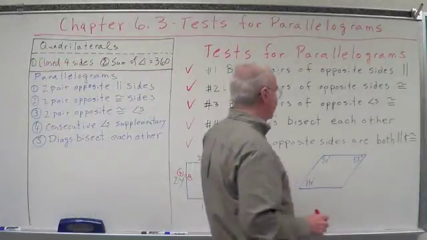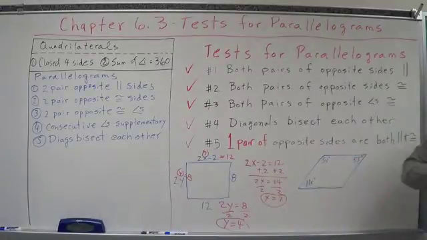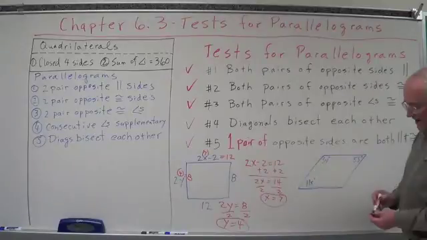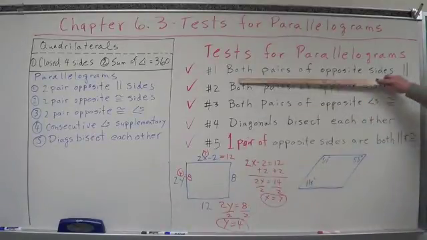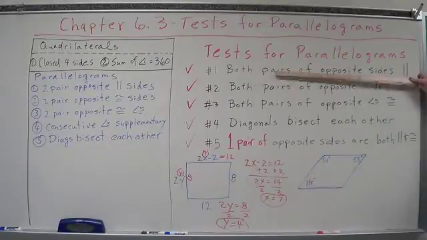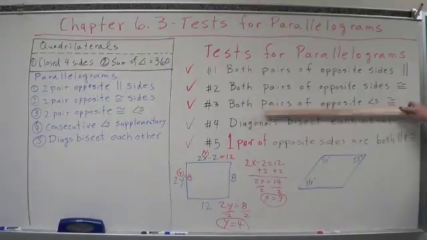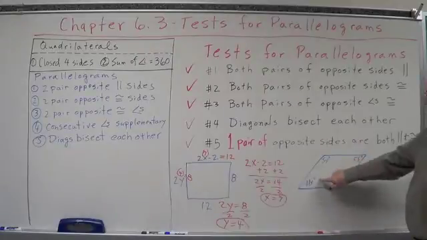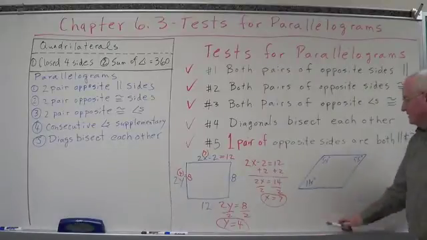Okay? Now let's look at this one. They want us to find solutions for x and y so that this figure is a parallelogram. And we're talking about degrees, so there must be angles, so let's look at it. Which test deals with angles? Number one deals with opposite sides. This one deals with opposite sides. This one deals with, oops, here's one. Both pairs of opposite angles are congruent. So if we can make it so that the opposite angles are congruent, then we're good to go. Okay? So let's play with this.